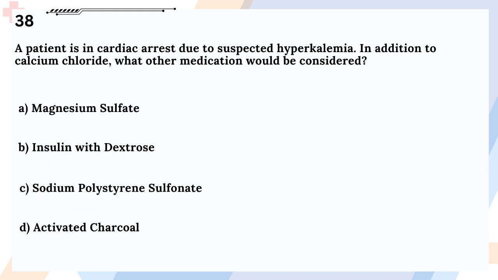Question 38. A patient is in cardiac arrest due to suspected hyperkalemia. In addition to calcium chloride, what other medication would be considered? A. Magnesium sulfate. B. Insulin with dextrose. C. Sodium polystyrene sulfonate. D. Activated charcoal.